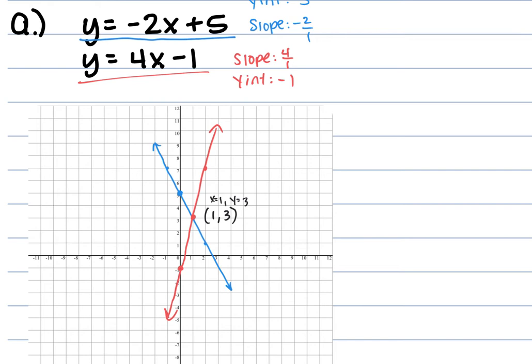We're going to plug in, okay, so y is 3 equals negative 2 times 1 plus 5. Cody? Yes, you need to check it, okay? So then we get 3 equals negative 2 times 1, which is negative 2, plus 5. We're going to get 3 equals 3. It works. Let's check out the red one, okay? Same thing. y equals 4x minus 1. 3 equals 4 times 1 minus 1.